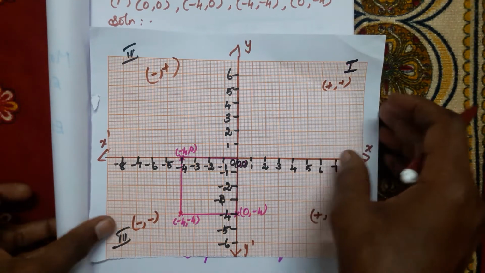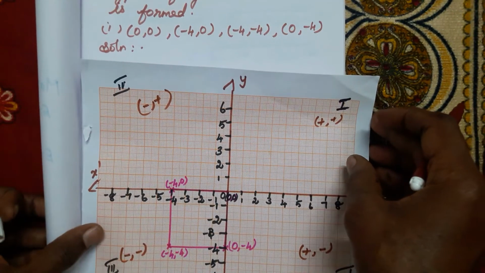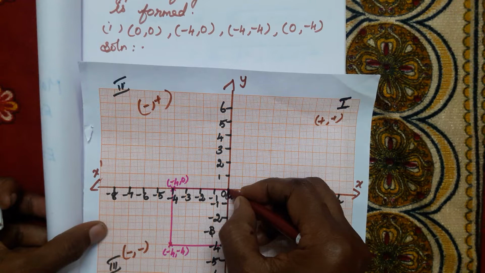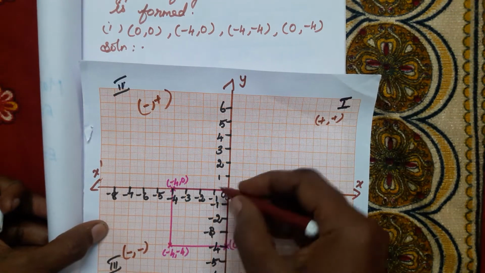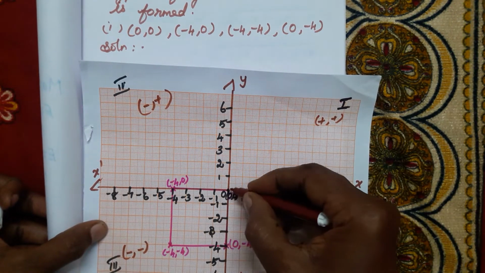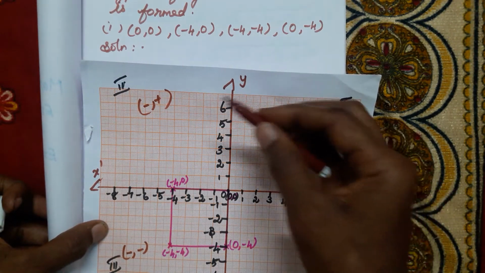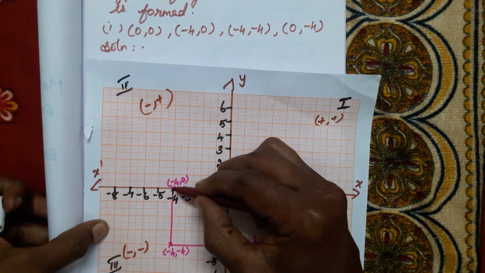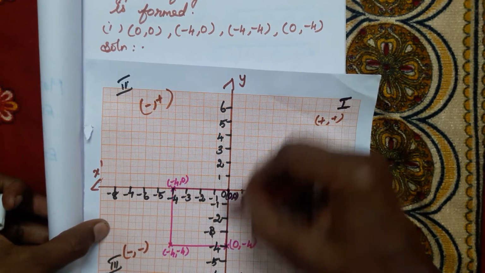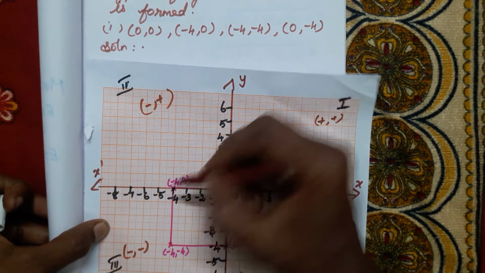Then we have to plot the point (0, 0). Where is (0, 0)? This point. The x coordinate is 0, the y coordinate is 0. This is (0, 0). Next (-4, 0). X axis minus 4, y axis 0. So this is (-4, 0).